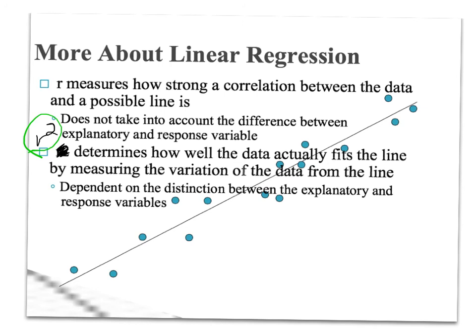R squared does however depend on the distinction between explanatory and response variable. It is very important that you interpret R squared where the explanatory variable is on the x-axis and the response variable is on the y-axis. Where R does not require that. You can still show a correlation no matter which variable is on which axis. So we will take a further look at linear regressions and get a better feel for this as we continue on in this chapter.